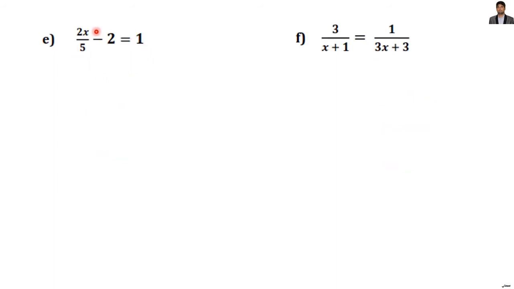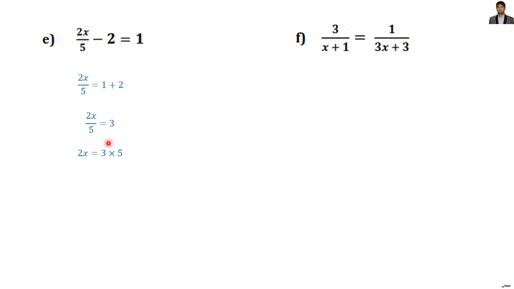Part E. 2x over 5 - 2 = 1. We move 2 to the right side. It will become positive. 1 + 2, 3. And then again we use cross multiply. Denominator by numerator. And on the right side there is no denominator. So leave 2x as it is.